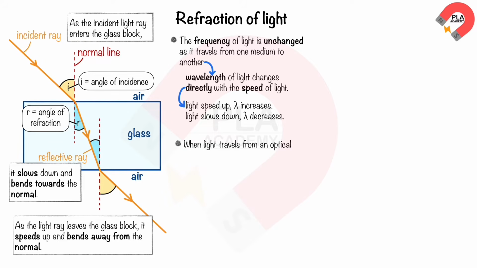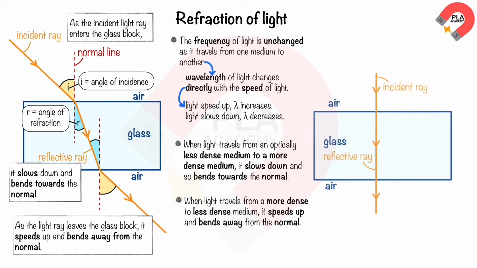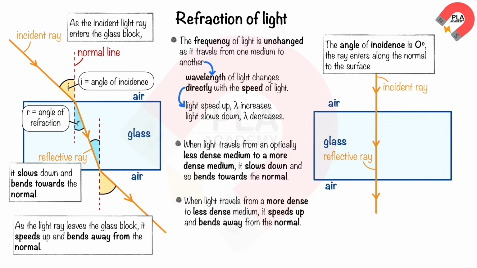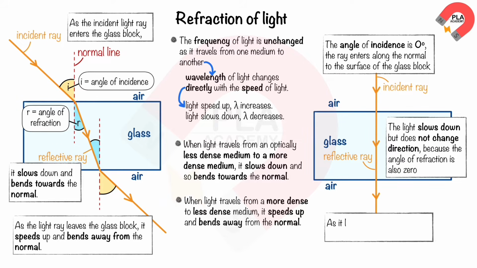When light travels from an optically less dense medium to a more dense medium, it slows down and so bends towards the normal. When light travels from a more dense to less dense medium, it speeds up and bends away from the normal. If the angle of incidence is 0 degrees, the ray enters along the normal to the surface of the glass block. The light slows down but does not change direction, because the angle of refraction is also 0. As it leaves, it speeds up, but does not change direction.